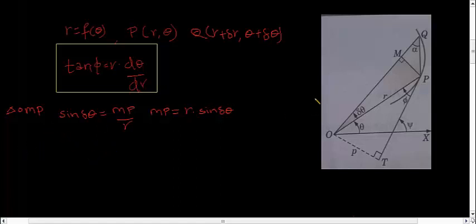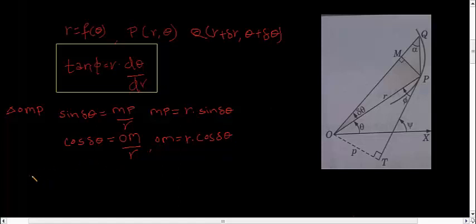In the same triangle OMP, what is cosine of delta theta? Cosine of an angle is equal to adjacent by hypotenuse, OM divided by r. Therefore OM equal to r into cosine of delta theta.